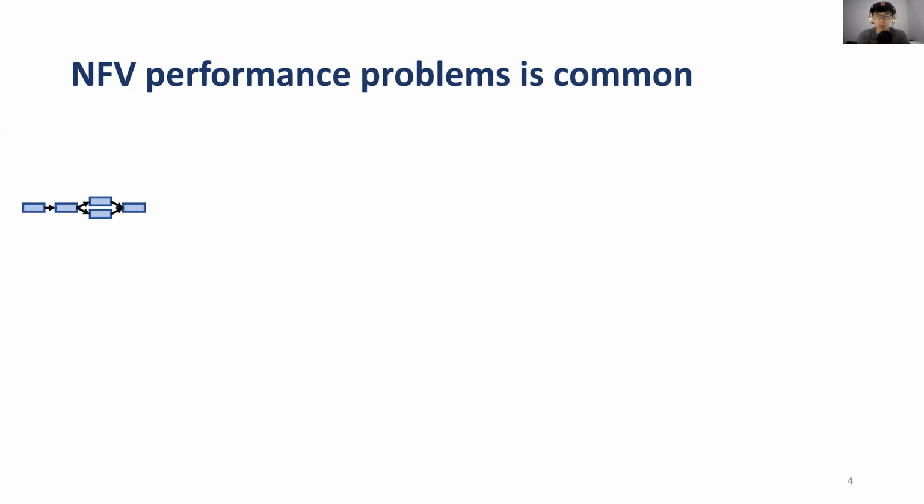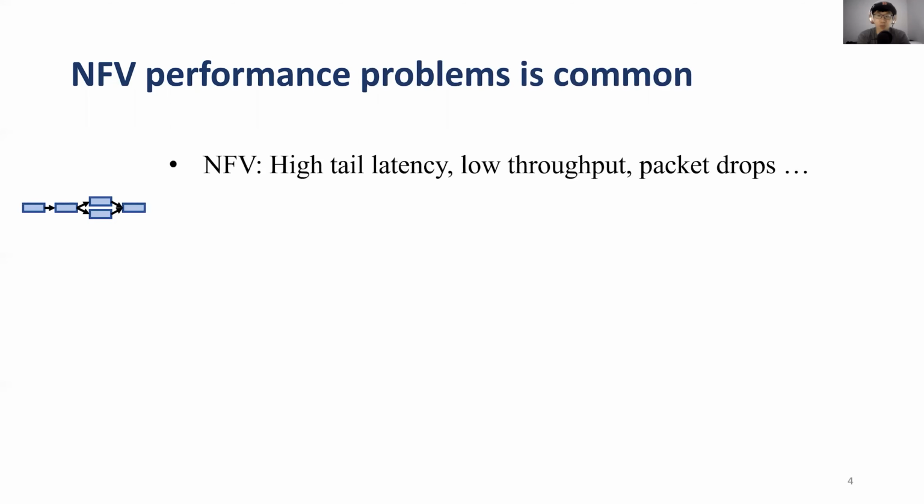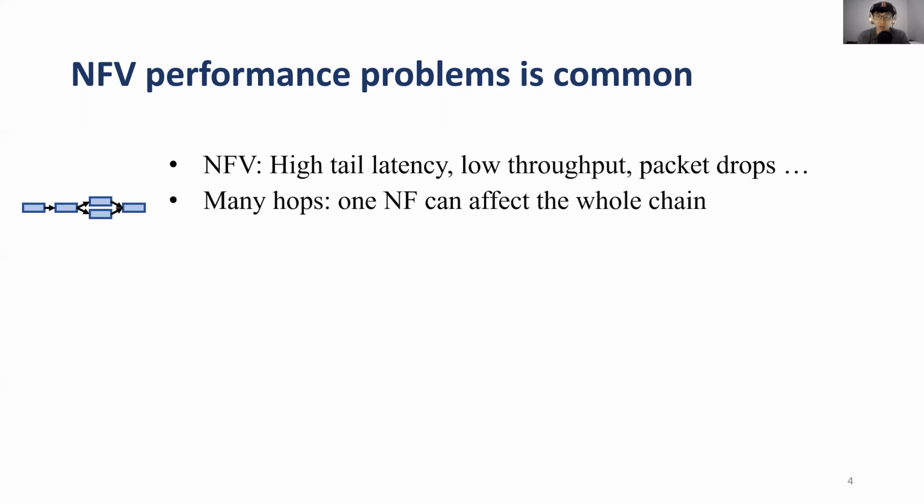Unfortunately, those performance requirements are hardly achieved in real deployment of NFV. In reality, we see a lot of problems in NFV, including high tail latency, low throughput, and packet drops. In addition, usually the length of the NFV topology could be as long as 6 to 7 network functions. Even if only one network function has a problem, it could affect the whole NF chain.